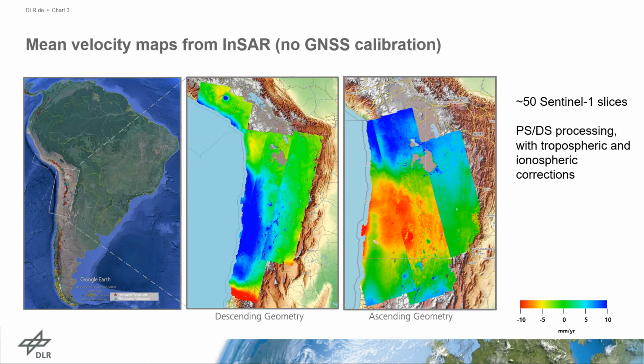Here you can see the mean velocity map over the area that we've processed. It's basically three long stripes for the descending geometry and three for the ascending geometry, plus a couple of slices on the northwestern part. It's a very arid and coherent area, so ideal for InSAR. We have processed about 50 Sentinel-1 slices with PSDS algorithms, and we have applied ionospheric and tropospheric corrections. What you see here is the original InSAR product without any GNSS calibration.